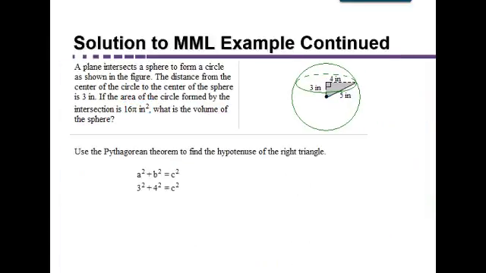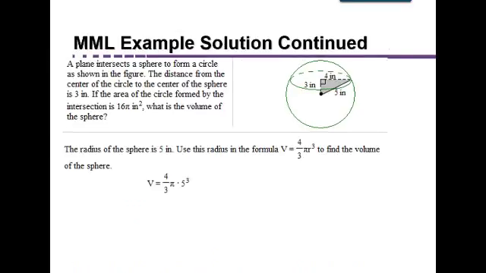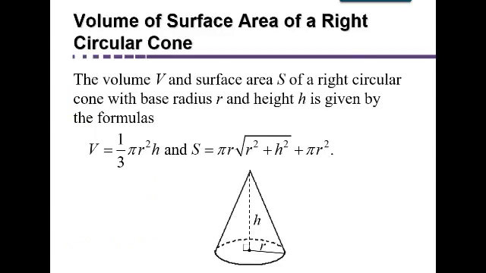So here's all the steps worked out on your slides. All right, now we're going to go and look at the volume and surface area of a right circular cone. It doesn't matter. All right, so this one has a really weird surface area formula, and I want to explain to you where that comes from.